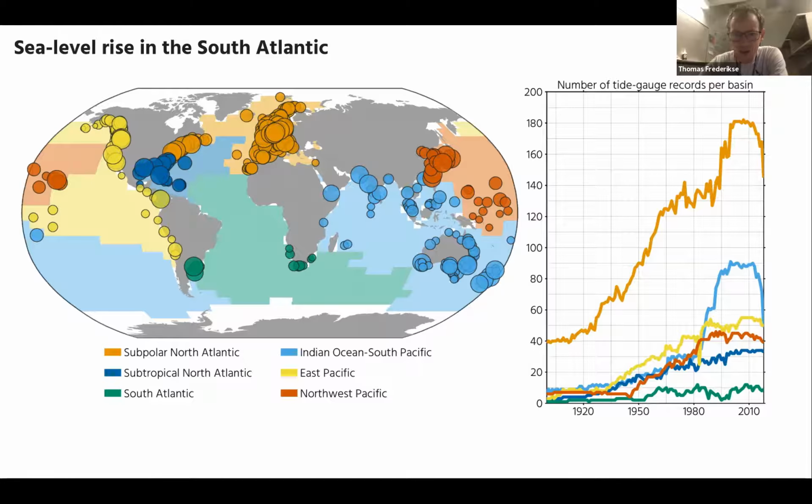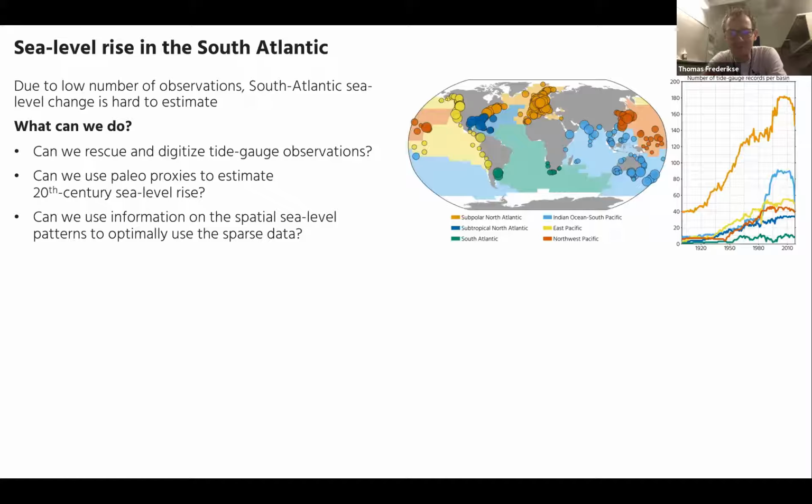So what can we do to solve this problem? And we came up with three things that we could try. The first thing is, can we find more tide gauge observations? Many of these tide gauge observations were from the early 20th century. They were recorded on paper, in notebooks, and many of them are stored in archives where we actually have no clue of them, and they're undigitized. They're not in centralized databases. So there might be much more information on sea level available than we currently know.